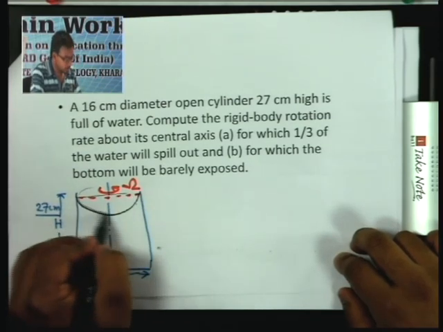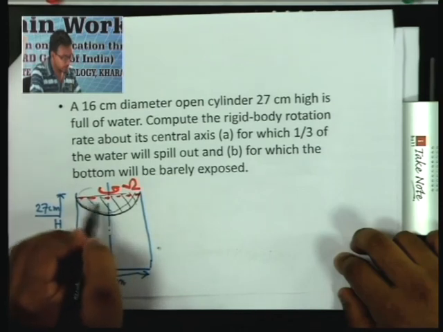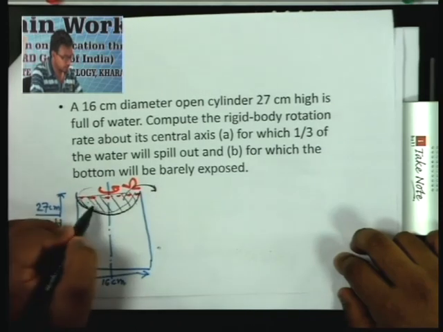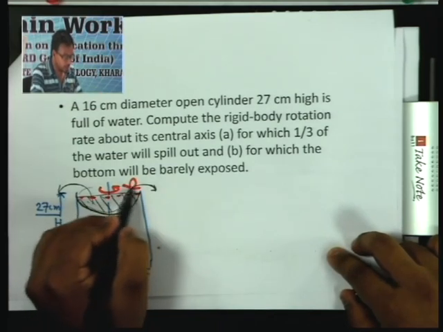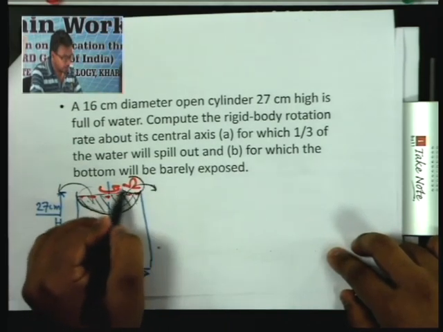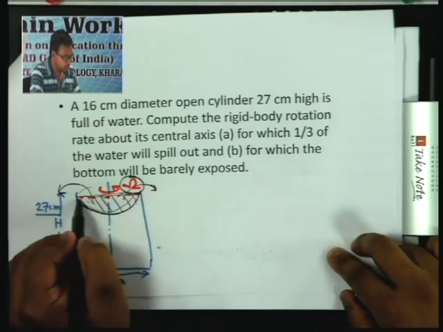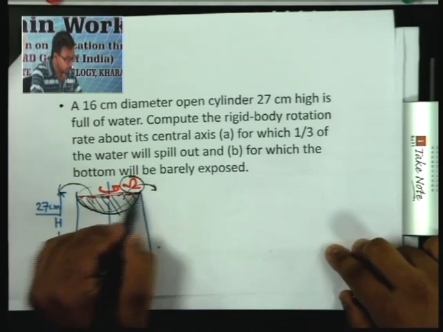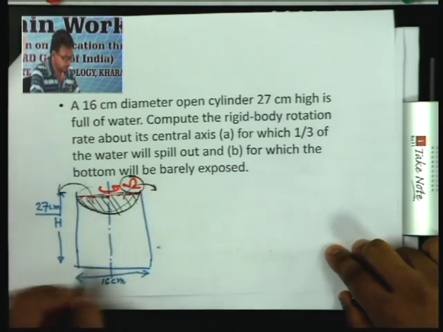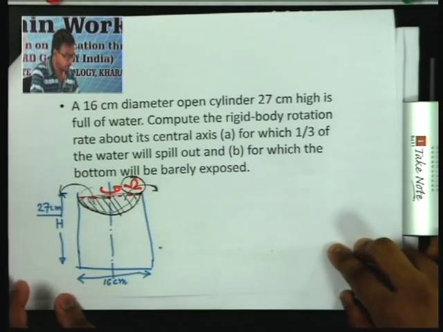So this much of water has spilled out of the cylinder. We have to find out this speed omega such that the volume of this displaced or spilled out water is 1/3 of the whole cylinder. That's the first part of the problem.